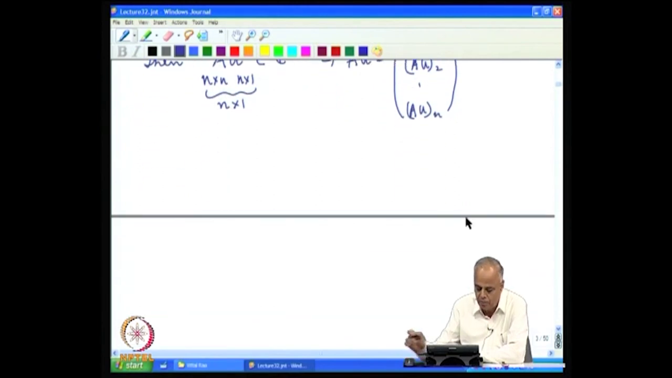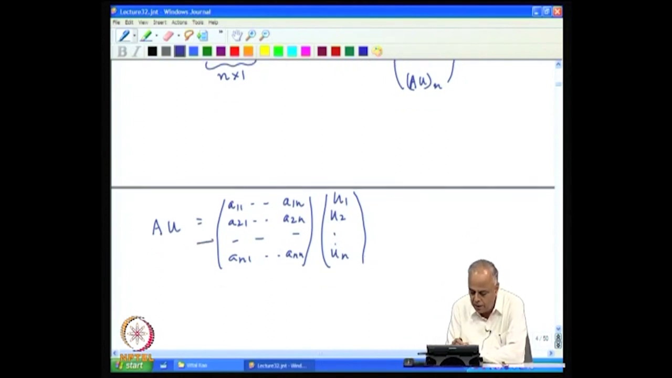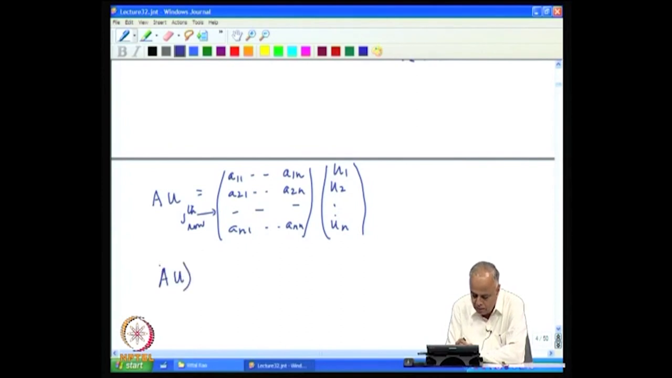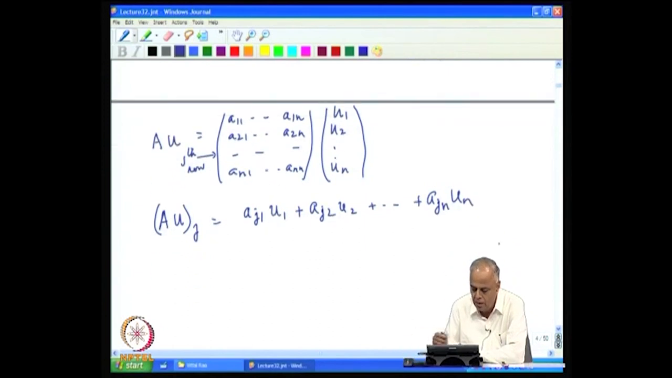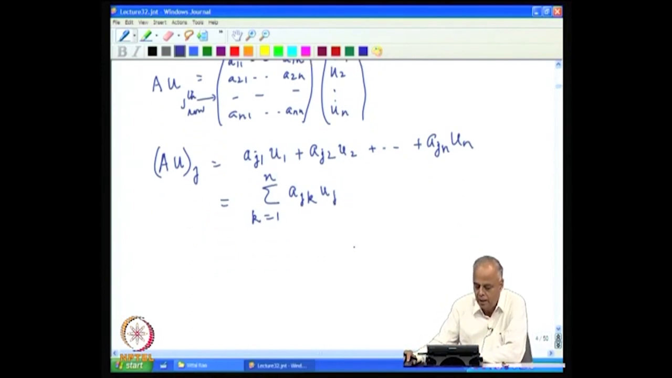Now, how do we get the jth component? Look at the vector A u, obtained by multiplying the matrix with entries A 1 1 to A 1 n, A 2 1 to A 2 n, and so on to A n 1 to A n n, with the vector u 1, u 2, u n. In order to get the jth component of this product, we have to look at the jth row and multiply it with the vector. So, we get the jth component of A u to be A j 1 u 1 plus A j 2 u 2 plus, etcetera, A j n u n, which we write in summation notation as summation k equal to 1 to n A j k u k. So, the jth component of the product A u is given by this sum.